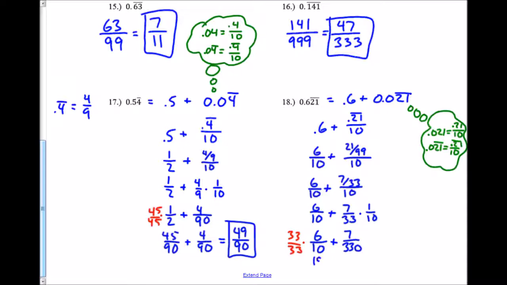That gives me 205 over 330, which of course I can reduce. They're each divisible by 5, so I get 41 over 66. And once again, that's easy enough to check on my calculator by dividing those and seeing if I get the decimal that I was hoping for, and I do.